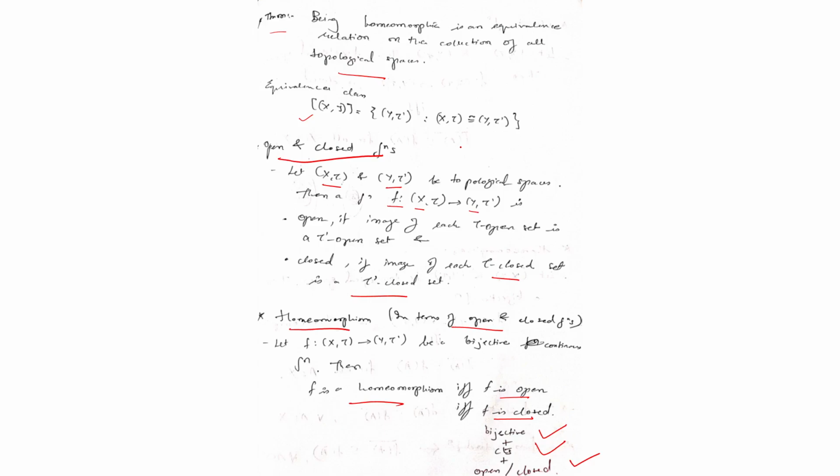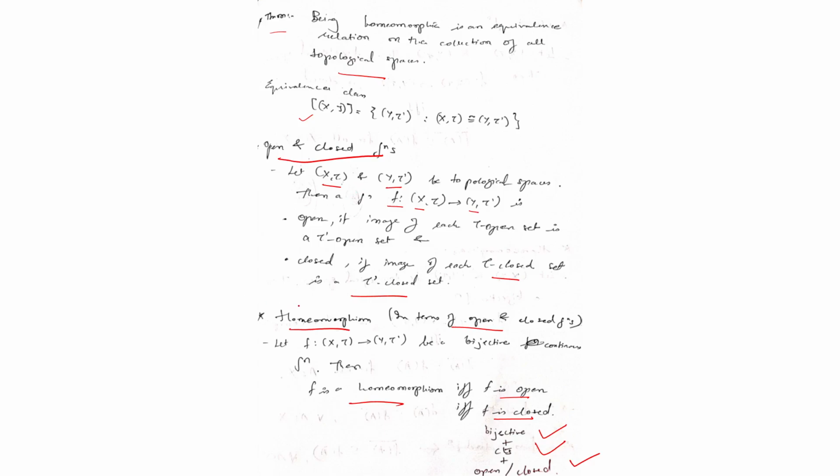Now next, it has been discussed about open and closed functions. If you have (X, tau) and (Y, tau dash) as two topological spaces, then a function f from (X, tau) to (Y, tau dash) is open if the image of each tau open set is a tau dash open set, and it is closed if the image of each tau closed set is a tau dash closed set. Fine. So these are the definitions for open and closed functions.